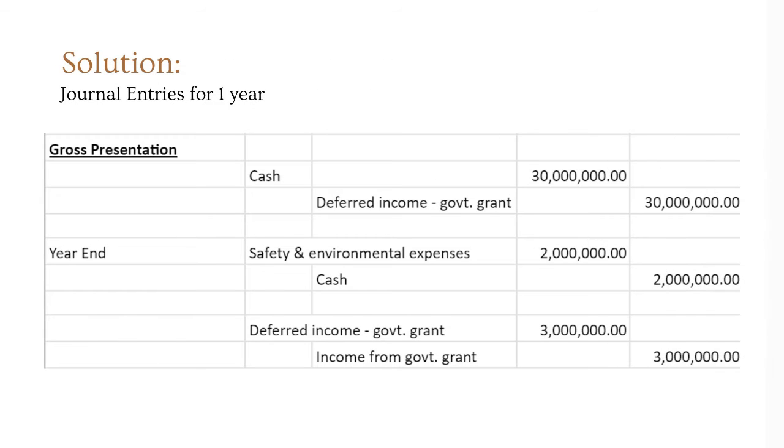The first entry or the initial entry is the receipt of the grant. So the entity received cash of 30 million pesos as a grant for safety and environmental costs. We will debit cash with that amount and credit deferred income from government grant with the same amount. It's still deferred income since there's still no expense incurred, thus we will not record an income yet.